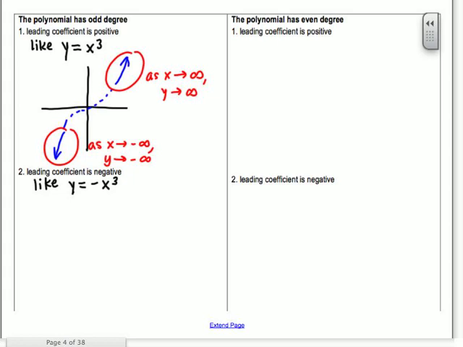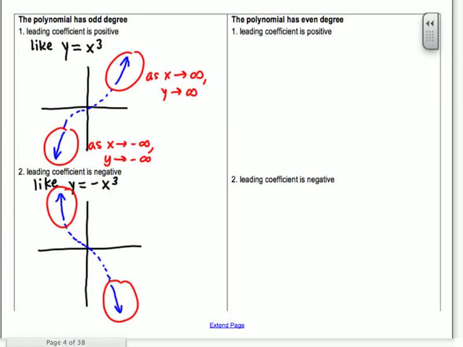So if I have y equals negative x cubed, what's different about negative x cubed than x cubed? Yeah, it flipped over the x-axis. So the ends are going to look like this. And then, again, we don't know what's happening in the middle. It could bounce up and down, up and down. Okay, so let's talk about the ends on this one.